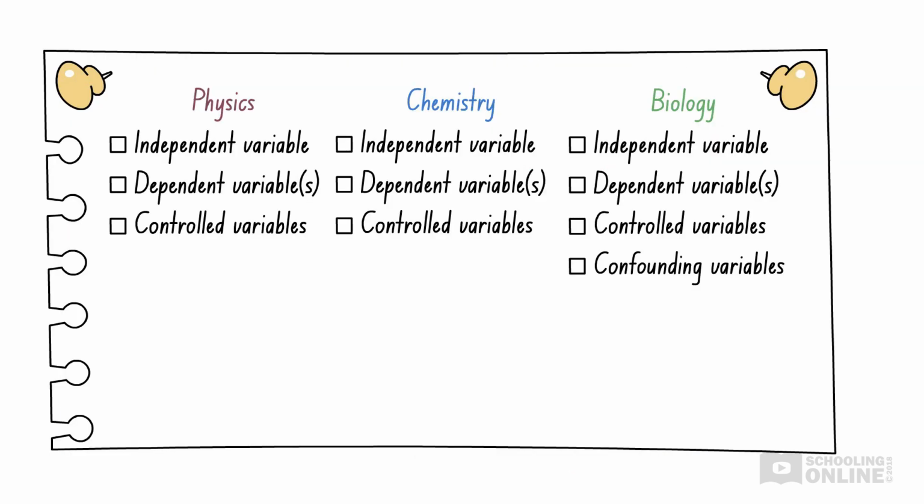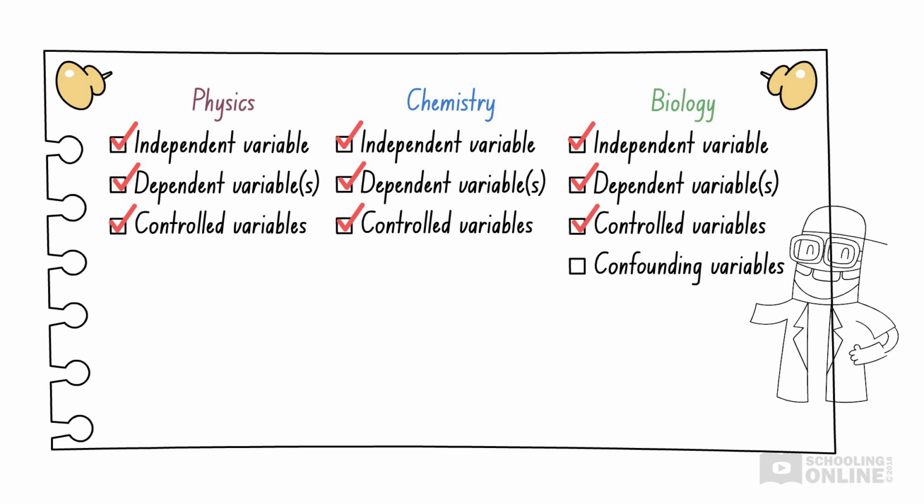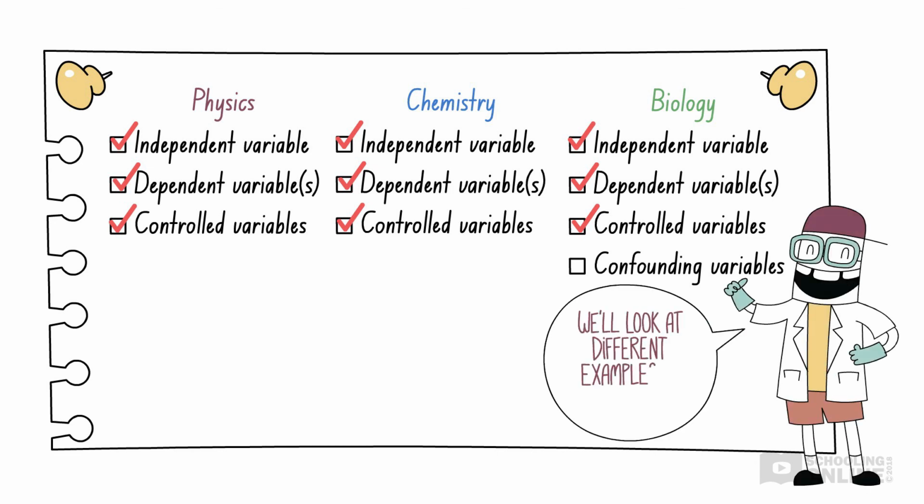Do you study any other science subjects, such as chemistry or biology? If so, the core ideas of independent, dependent, and controlled variables are the same across all science subjects. The only differences between the subjects are the experiments you perform, so we will look at different examples in each video.